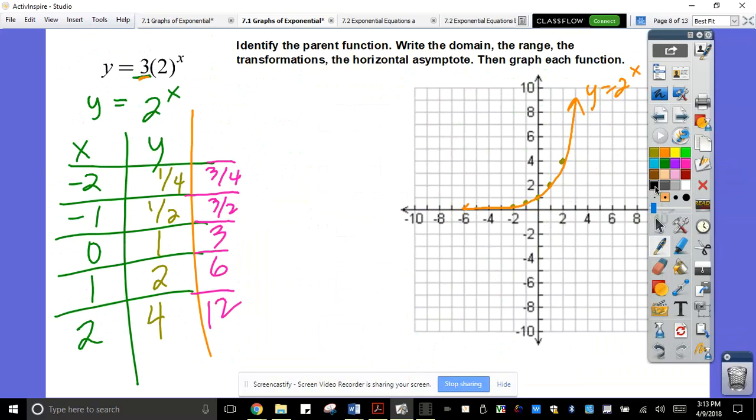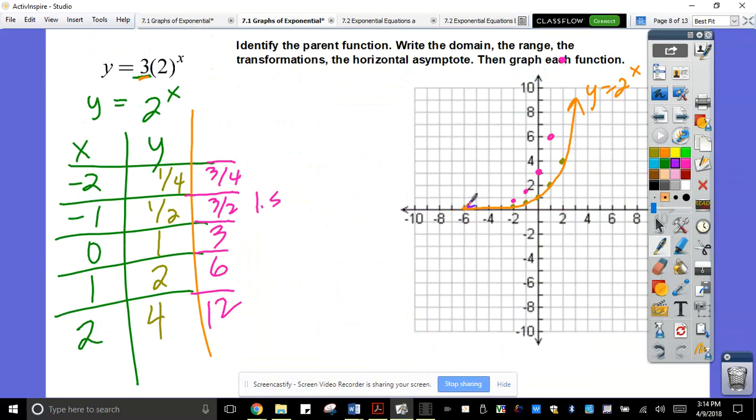So we plot the points, the -2 and 3/4, 3/4 a little bit higher than that one. Let me use a pink one. -1, 3 halves. 3 halves is the same thing as 1.5. 0, 3. And then 1, 6, yeah. And then 2, 12, somewhere over here.